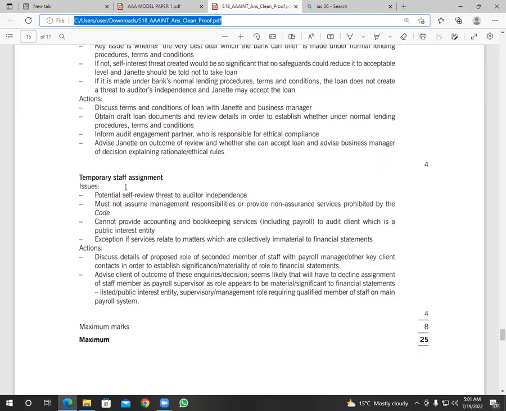Temporary staff assignment raises a potential self-review threat to auditor independence. We must not assume management responsibilities or provide non-assurance services prohibited by the code. We cannot provide accounting and bookkeeping services, including payroll, to an audit client which is a public interest entity. If it's a public interest entity, of course, you can't do that kind of secondment of your staff to the client. Exception: if the service relates to matters which are collectively immaterial to the financial statements.